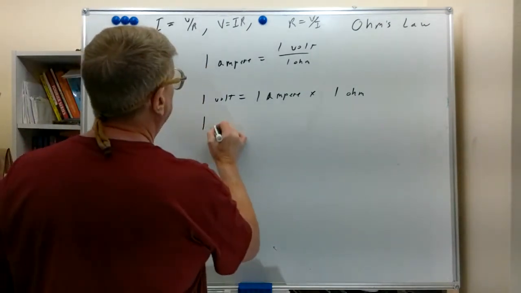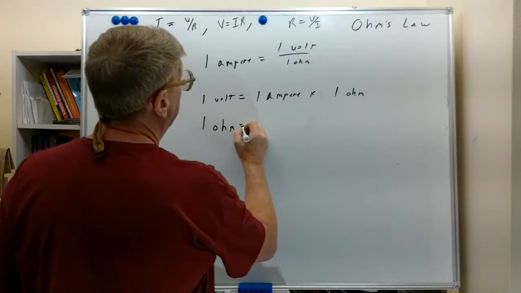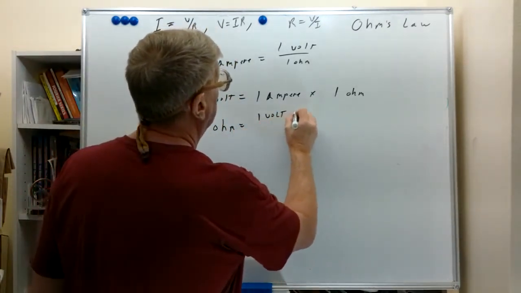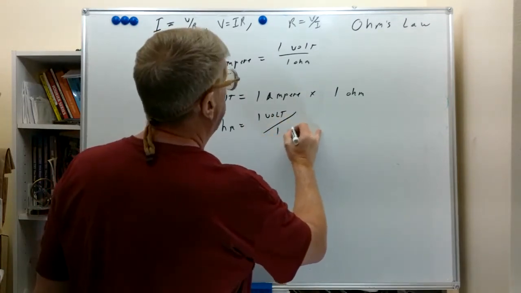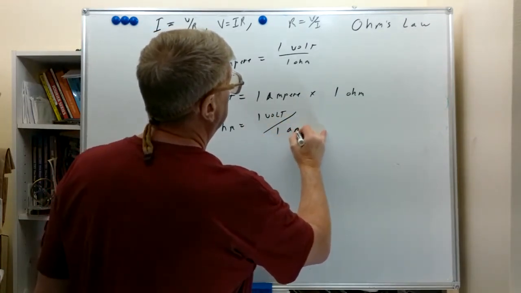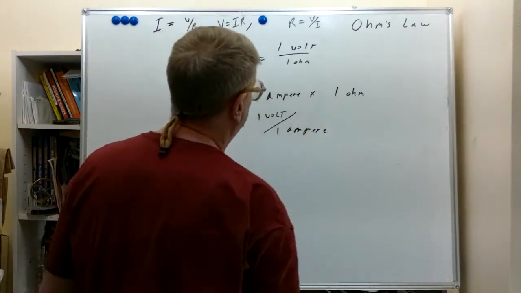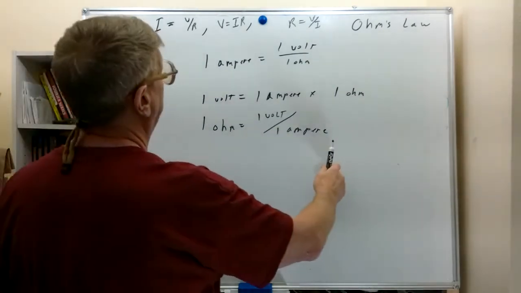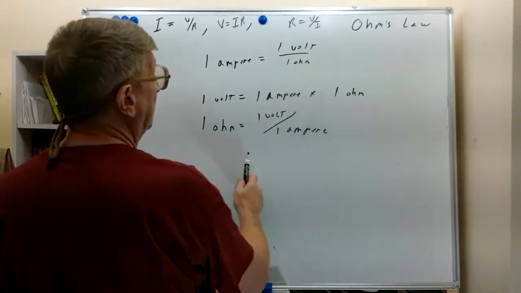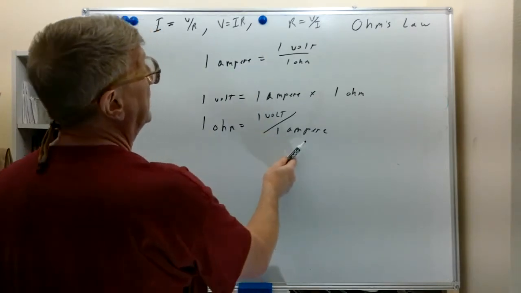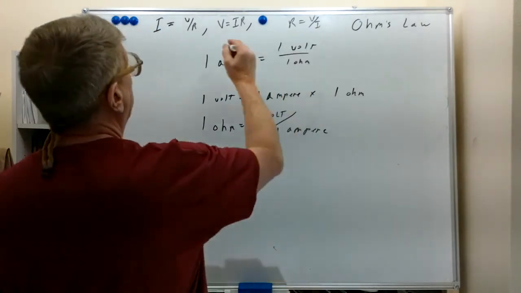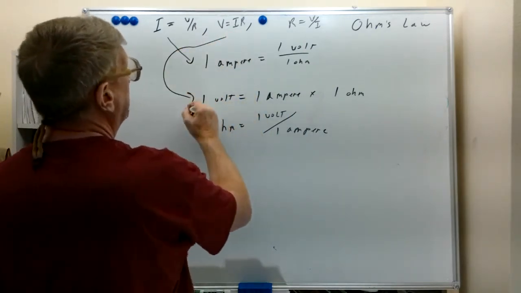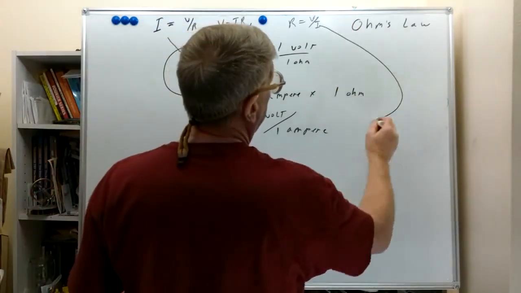The third way to look at this, using our basic units, we say that 1 ohm is equal to 1 volt divided by 1 ampere. So here we've got a third form of Ohm's law using our standard units. Ohms, resistance, equals voltage divided by current, volts divided by amps. So this one matches with that one. This guy matches with that. And this guy matches with that.